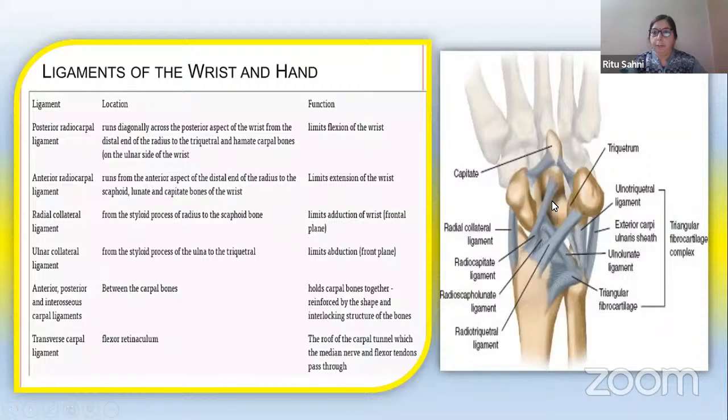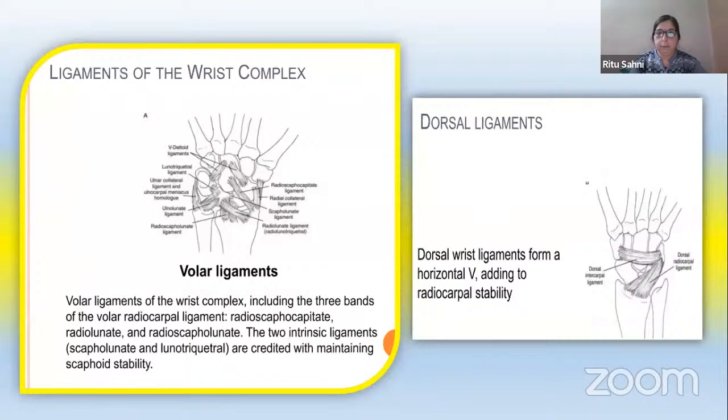And this is the triquetrum, and you can see this is the capitate, and with the capitate also there are ligaments which attach between the capitate and the scaphoid, and the lunate also. So these are the ligaments which provide stability to the hand. And these are the volar ligaments of the wrist complex, and this is the dorsal wrist ligament which forms a V shape, a V-shaped ligament support as a horizontal, adding to the radiocarpal stability.